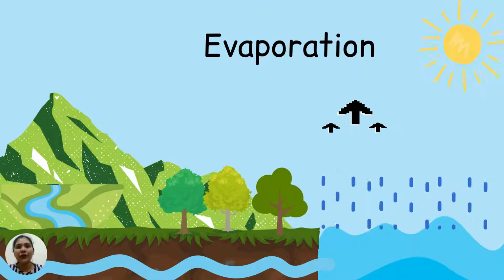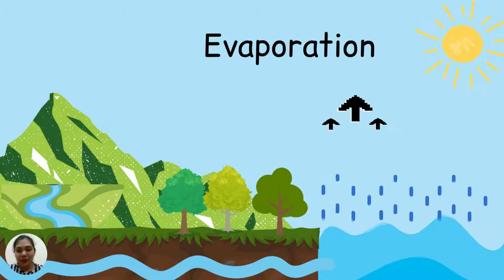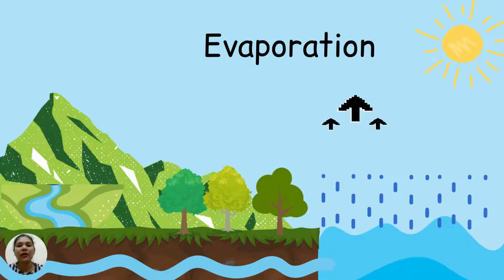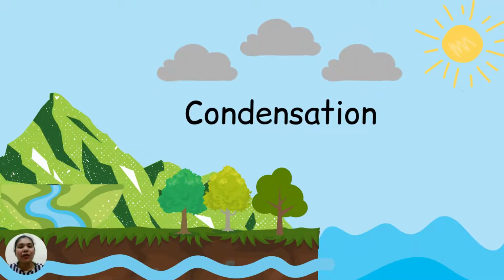Air currents cause the vapor to rise up. And then as it goes higher and higher, it becomes cooler in temperature, and the water vapor condenses into clouds. And this process is called condensation.